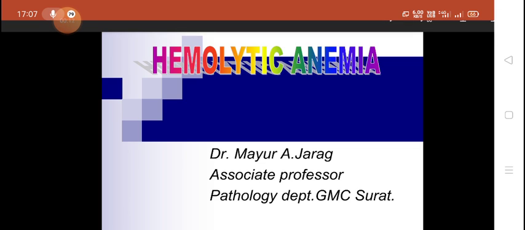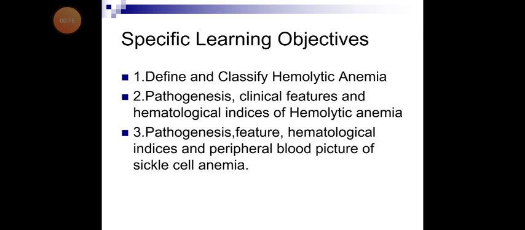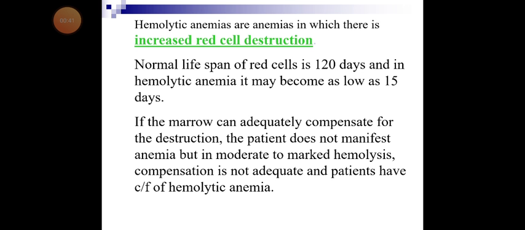Today we will learn about hemolytic anemia. The specific learning objectives of this lecture are to define and classify hemolytic anemia, and to learn the pathogenesis, clinical features and hematological indices of hemolytic anemia, and the pathogenesis, features, hematological indices and peripheral blood picture of sickle cell anemia. These all things we will learn in this lecture.